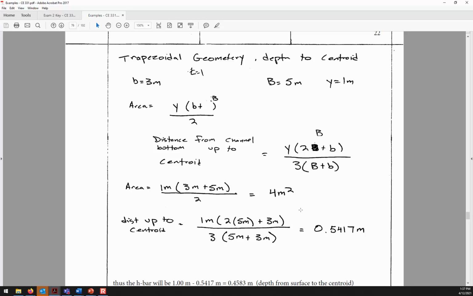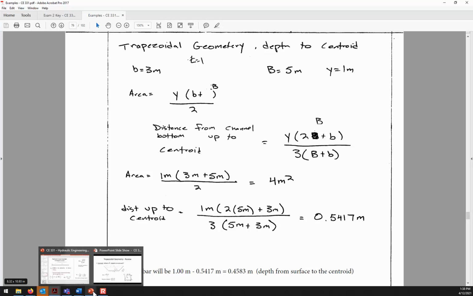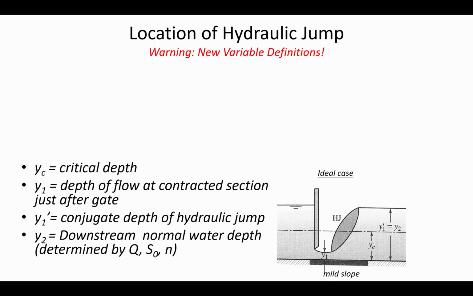So from the bottom up to the top, 0.54, which means h bar, which is the depth from the surface down to the centroid, would be 1 minus that distance, so 0.4583 meters. All right, so hopefully that will be useful if you ever do face a trapezoidal channel that has a hydraulic jump occurring. All right, now we're going to talk about the location of hydraulic jumps.